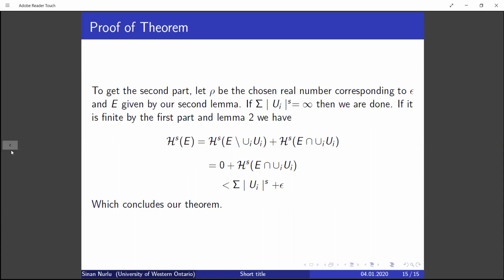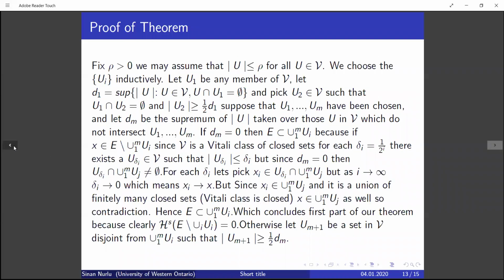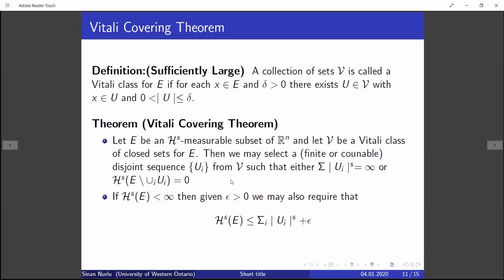And as I said, this is a useful theorem because it can be difficult to work with difficult covers. But if we can extract a Vitali class from a cover, then we have very nice properties with measures. So it's a useful practical theorem for measure theory.